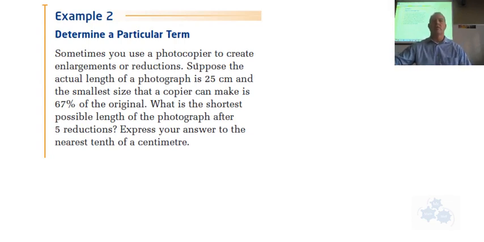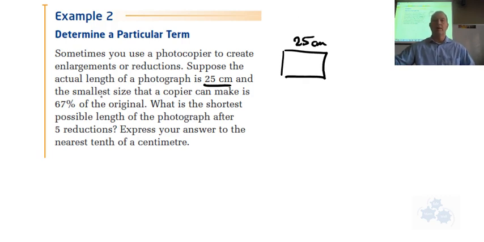So sometimes you use a photocopier to create enlargements or reductions of your original page. Suppose the actual length of the photograph is 25 centimeters. So we've got a photograph and it's 25 centimeters, okay? The smallest size that a copier can make is 67% of the original. Okay? 67%, or 67 out of 100. What's the shortest possible length of the photograph after 5 reductions?